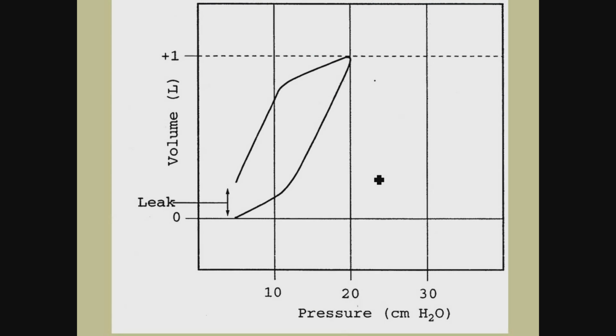Looking at a pressure volume loop, same idea. This portion of the limb is the inspiratory, this portion is the expiratory, and there's a small amount of volume that's not coming back that you can quantify.